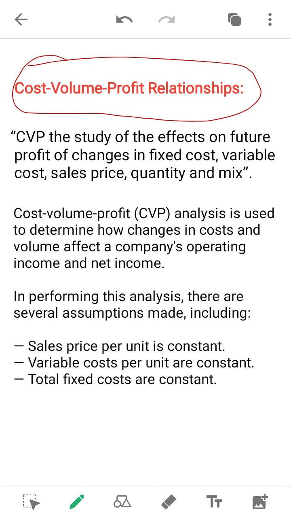Cost means the expense involved in producing or selling a product or services. And volume means sales volume. Volume means the amount of goods and services sold. And profit means the difference between sales and cost.